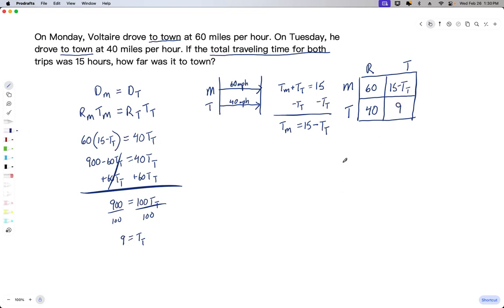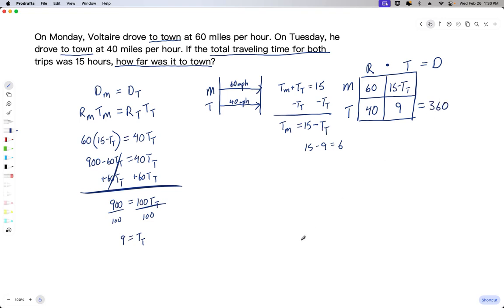Now, I could substitute in and say 15 minus 9 equals 6. I could, but that's not what it's asking me for. It's asking me for how far was it to town. So I need to find the distance. And since I have both numbers for Tuesday, I know rate times time equals distance. So 40 times 9 is 360.